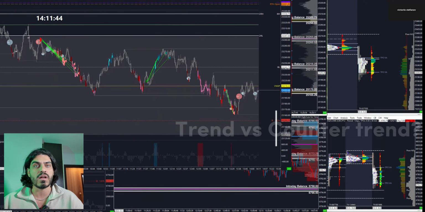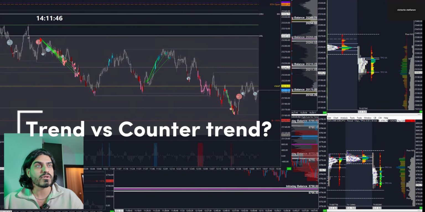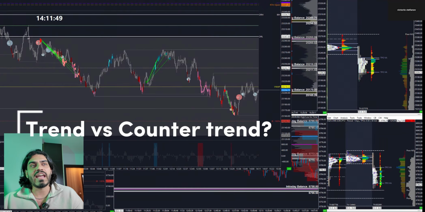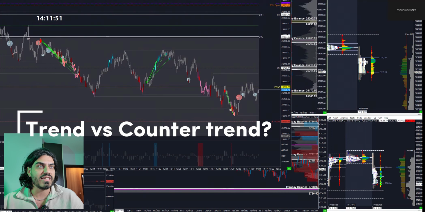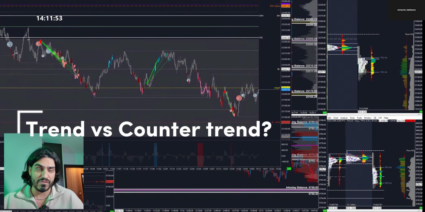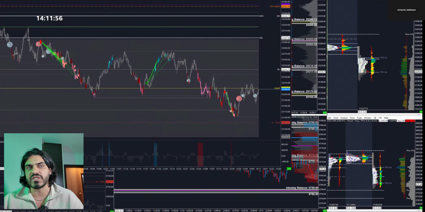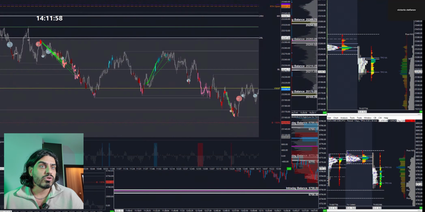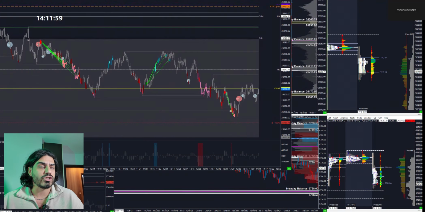Now, you might have heard this a lot. The trend is your friend. Follow the trend and everything will be good. And counter trend trading generally leads to heavier losses, right? It leads to the wrong decisions. It leads to trying to catch bottoms and trying to catch tops.